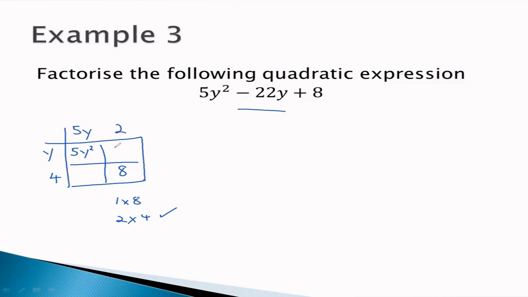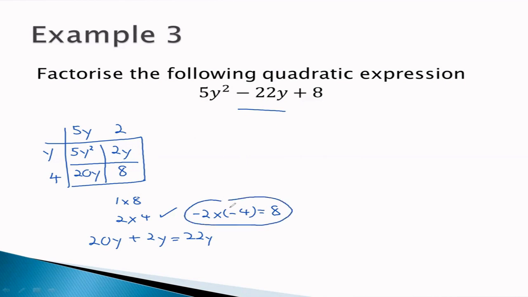And this gives me 2y, because 2 times y is 2y, and 5y times 4 gives me 20y. And 20y plus 2y gives me 22y. But is that correct? No, this is negative 22y. So how can I rectify this? You must understand that 2 times 4 gives you 8, but negative 2 times negative 4 gives you a positive 8 as well. So there's always this combination that can give you the answer.